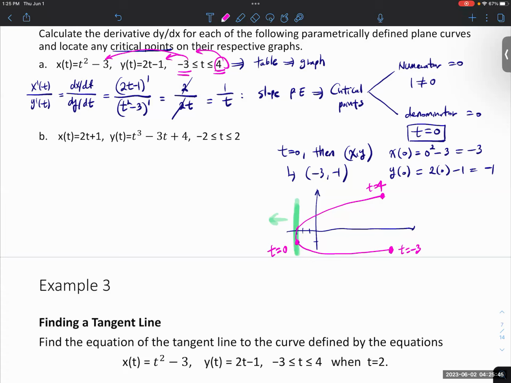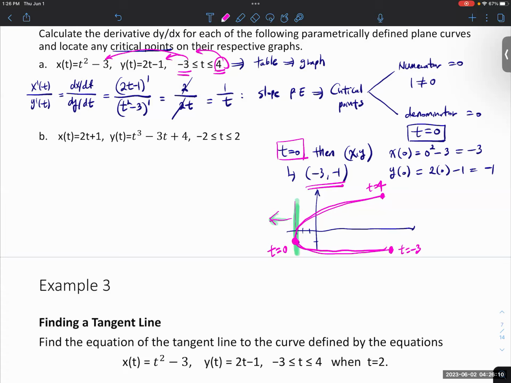But these are not going to be the critical points because in this function, this point is the max. It's like a local max or local min because there are no more points after this on the left side. So therefore the answer is when t equals 0, negative 3 comma negative 1 is the critical point in this function. Does it make sense to you?